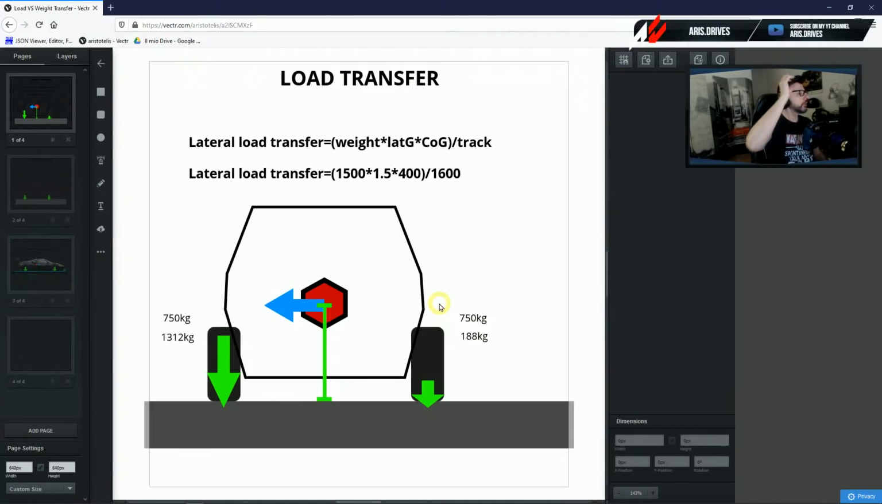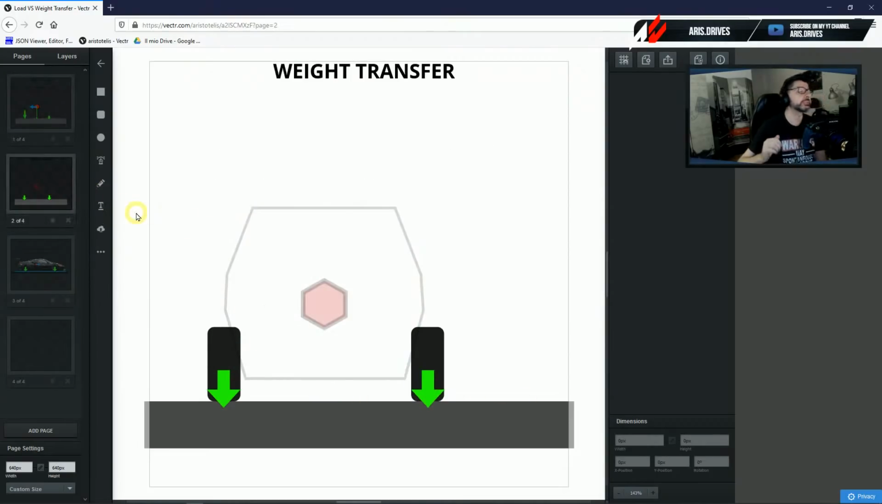Now, how about the weight transfer? Now that's interesting. The weight transfer is different than the load transfer. We always say weight transfer, but what we really mean is the load transfer, because as you saw, the load transfer is really big in terms of numbers. How big is the weight transfer? And most importantly, what is the weight transfer? So let's go here. Weight transfer.